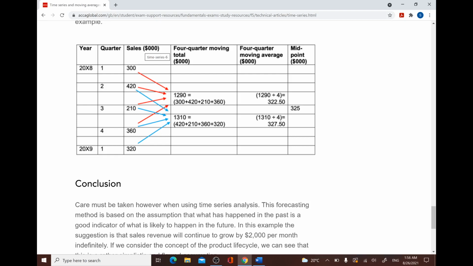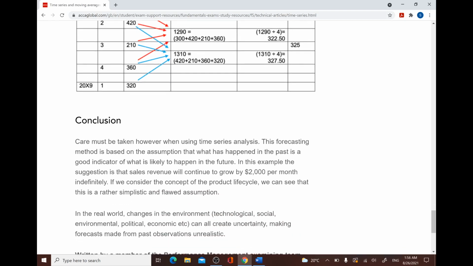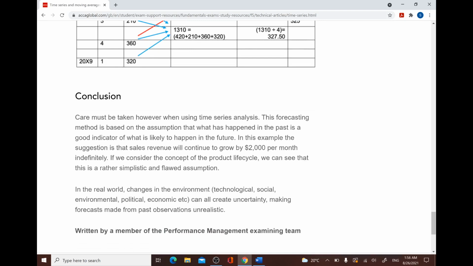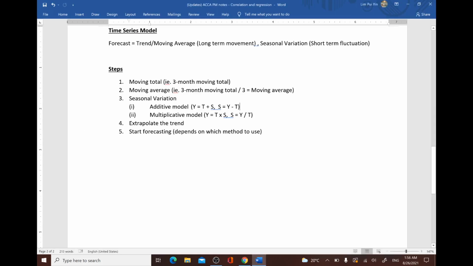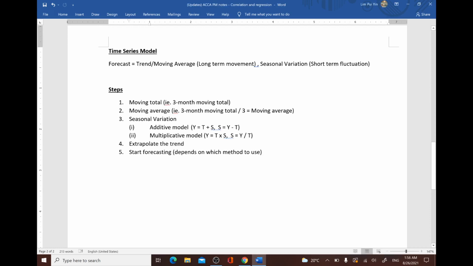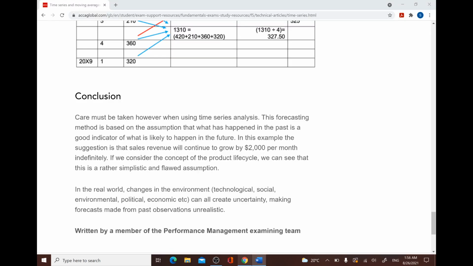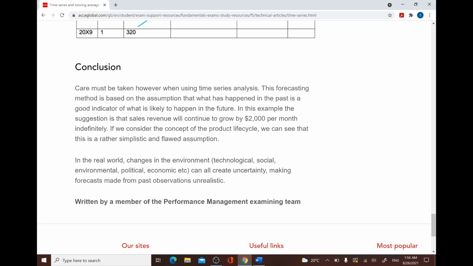Okay? Now, without this midpoint, without this moving average, it's not possible for you to calculate the seasonal variation or even to forecast. So if it's an even number estimation, there will be additional steps to be performed right here. Okay? So, ladies and gentlemen, this is all about the time series model. And whatever you're seeing here is something that has been covered in the management accounting paper. So for now, we'll have a look at the conclusion.